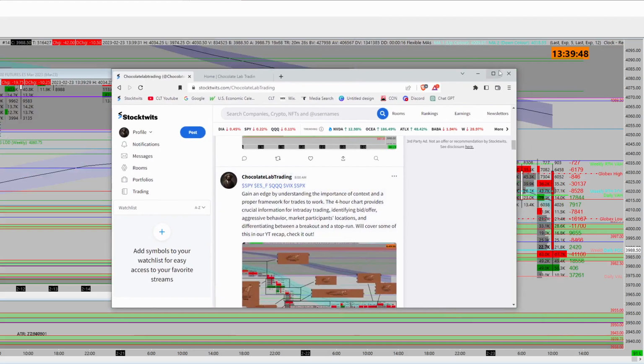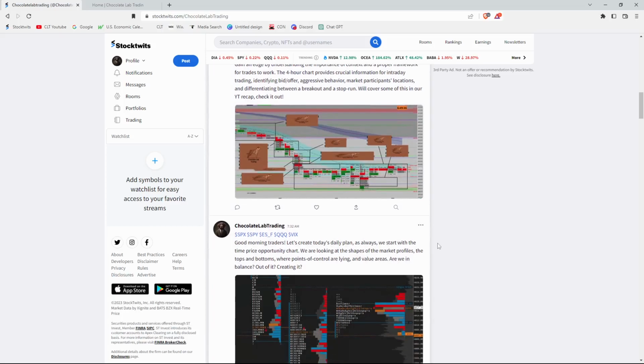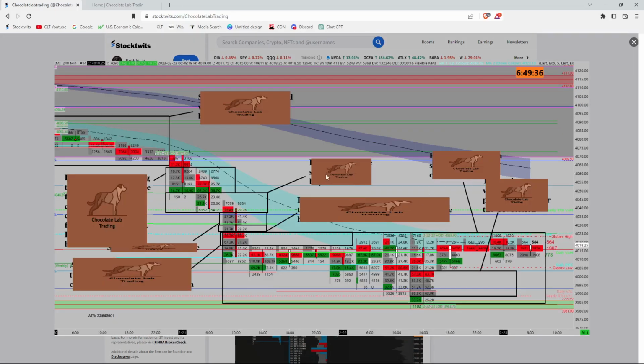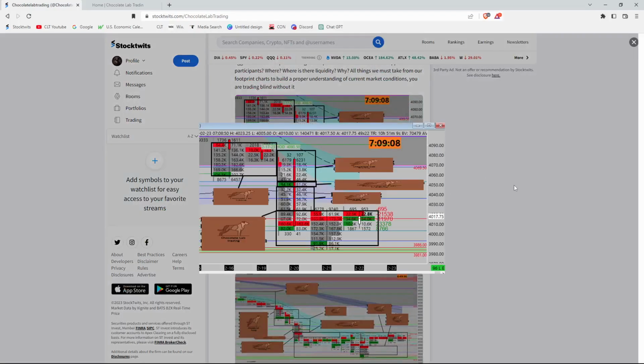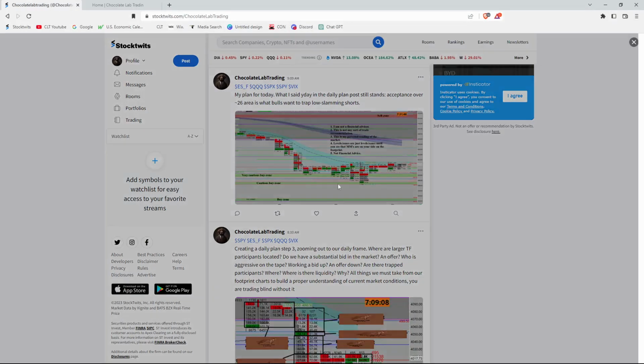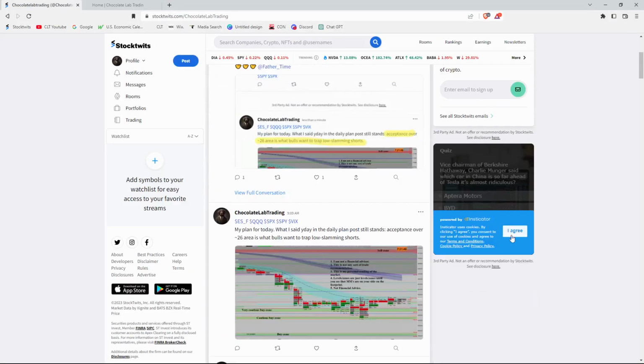So I post my daily plans and the makings of it every day on StockTwits, as well as here on YouTube through the community tab, and I annotate, as I say. This is how I make sure I know what's going on, and I send these in the daily plan tab of the Discord. So of course, here is the final daily plan.